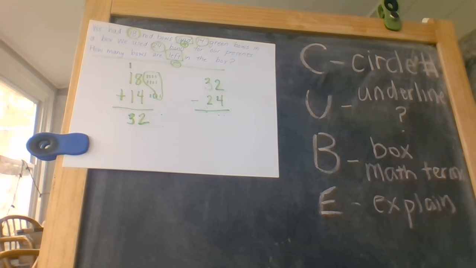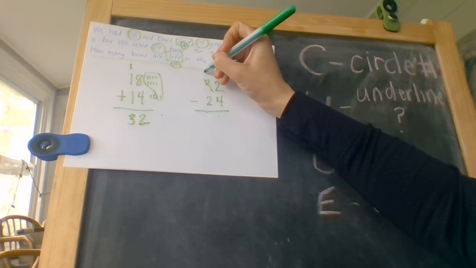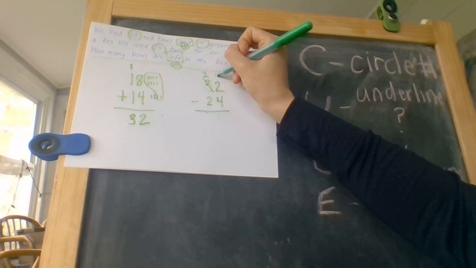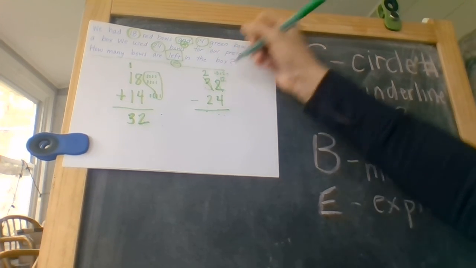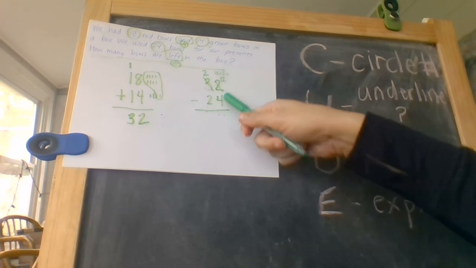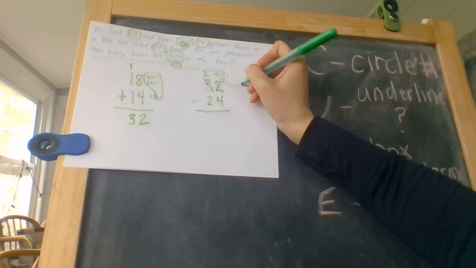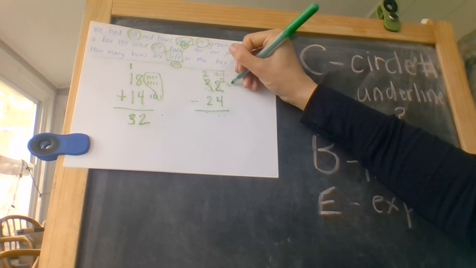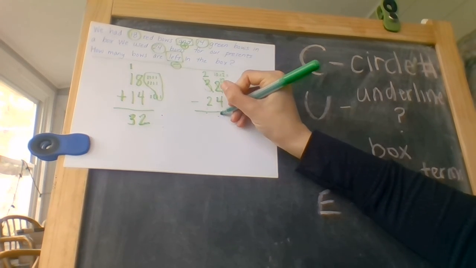2 take away 4. I can't take 4 from only having 2, so I'm going to have to regroup. This 3, I'm going to take out 10 ones, and that becomes a 2. Those 10 ones plus the 2 ones that I have give me 12. Now I can do my subtraction. 12 take away 4. You need to make your tick marks. Take away 4. I get 1, 2, 3, 4, 5, 6, 7, 8.